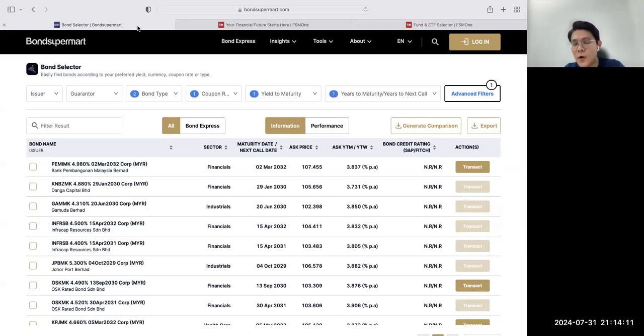But for bonds, you have to know the interest rate environment. The relationship between the interest rate and the bond prices is that when the interest rate is high, the bond price will drop. But when the interest rate is very low, the bond prices will go up. So this is the relationship between the interest rate and bonds.